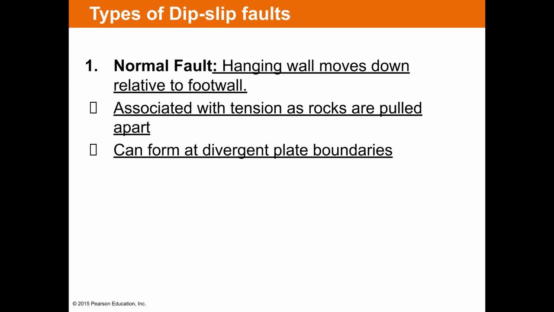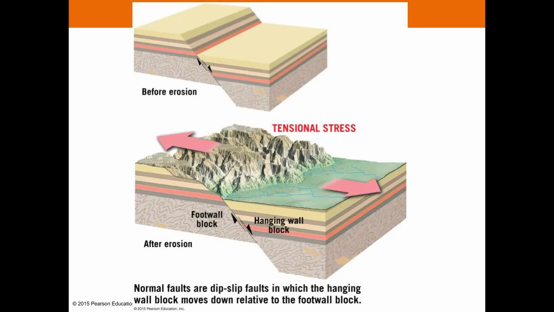So let's talk fault types. In dip-slip faults, we will first discuss the normal fault, where the hanging wall moves down relative to the footwall. This is associated with tension as the rocks are pulled apart and can form at divergent plate boundaries. Again, we need to look at the angle of the fault, and whatever side is on top, we call the hanging wall. So if we look at the graphic, the cartoon on the top here, the wall that was sitting on top fell down. That's the hanging wall.